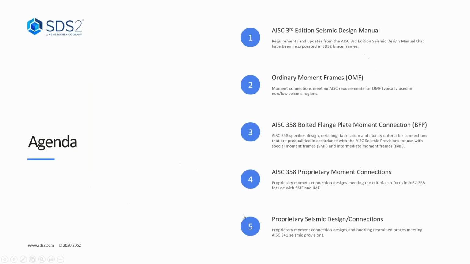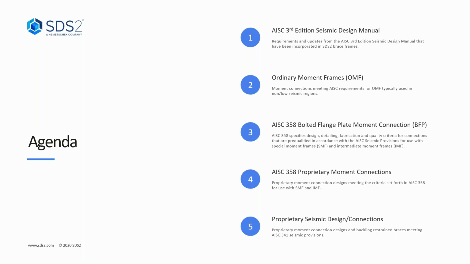Take a look at our agenda. We'll look at what's new and what's been updated in the 3rd edition seismic manual. That has mostly to do with some brace frame checks and things like that, nothing groundbreaking. Then we'll take a look at the ordinary moment frames and moment connections. We'll look at the bolted flange plate moment connection, sometimes referred to as the BFP. That's included in the AISC 358 pre-qualified moment connections for seismic moment frames, and that covers SMF and IMF frames.